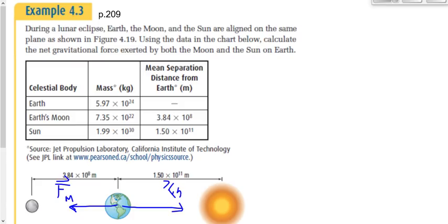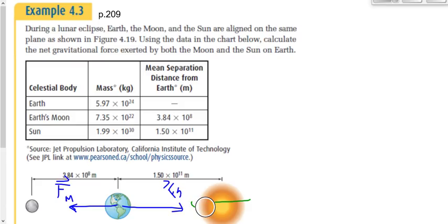Now, what happens to the moon here? Well, it gets pulled towards the Earth, right? But I don't care. That's not the question. The question is what happens to the Earth. What about the sun? Does the sun get pulled to the left as a result of the Earth? It does, yeah. But we don't really care about that because that's not the question. The question is what happens to the Earth, not what happens to the sun or what happens to the moon. The force of the moon on the Earth, the force of the sun on the Earth.